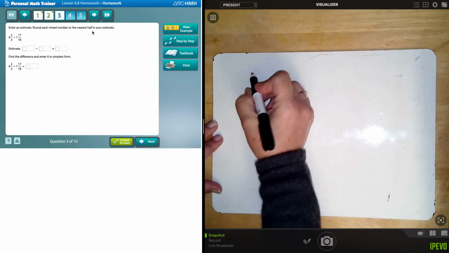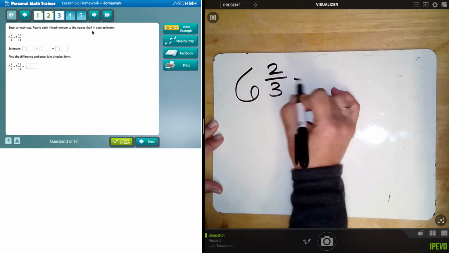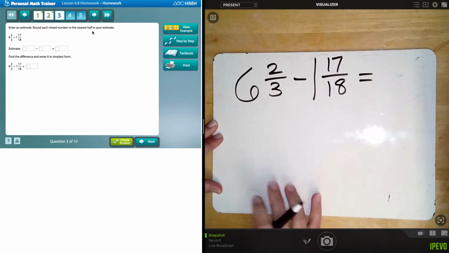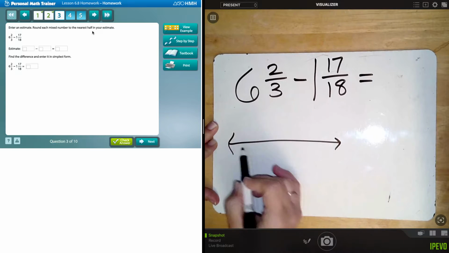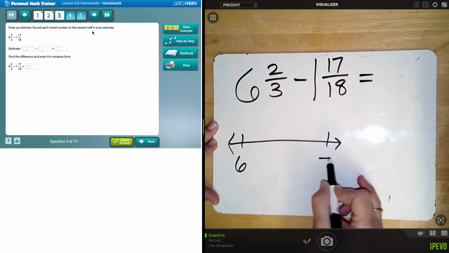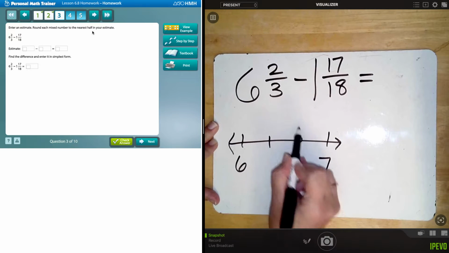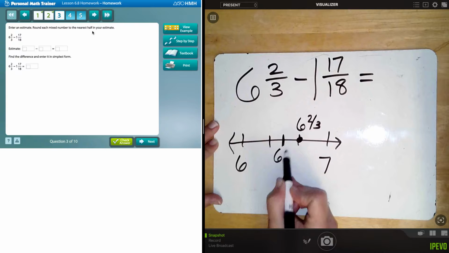Okay. So I've got 6 2/3 minus 1 17/18. All right. I'm going to need my estimate to the nearest half. So I'm thinking 6 2/3 is between 6 and 7. And if I can kind of just eyeball it, 6 1/3, 6 2/3, 6 2/3. Here's 6 1/2. It's bigger. I think it's going to actually be 6 1/2.